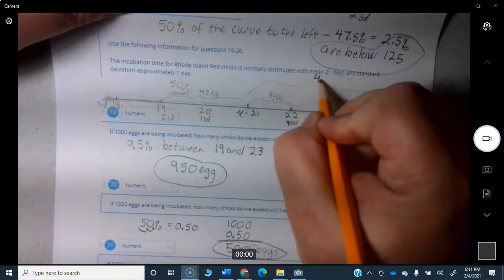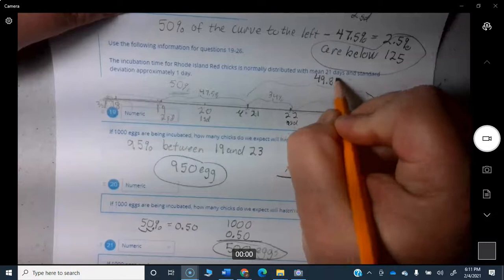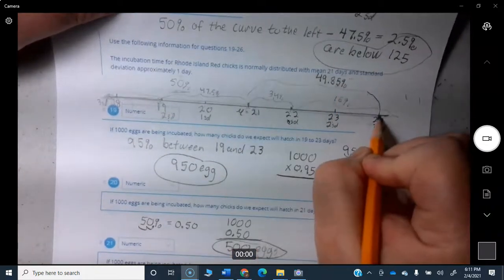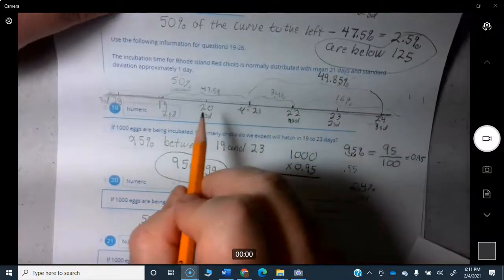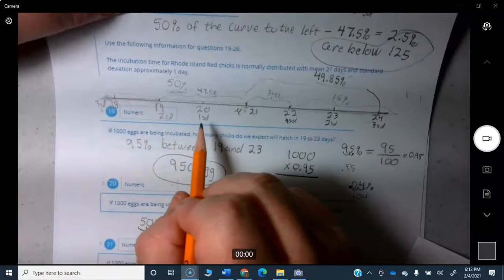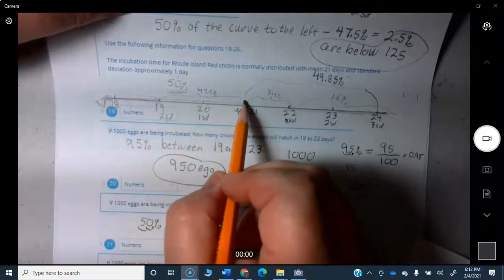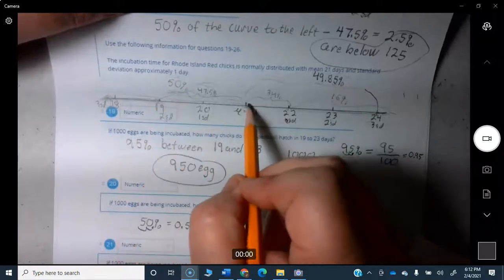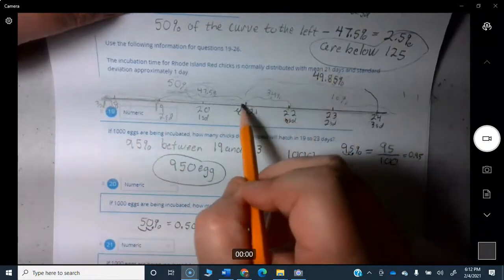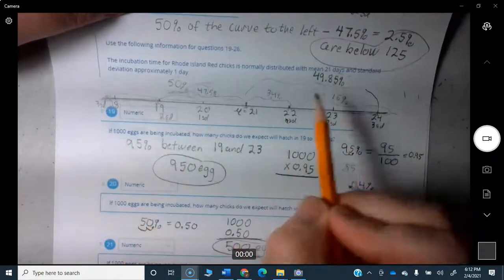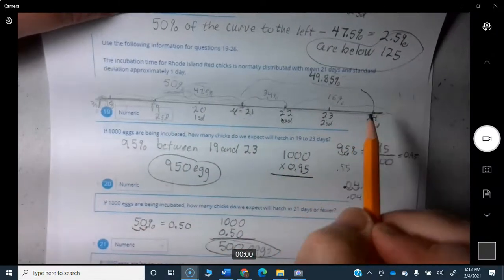So this is 49.85% from the mean to 3 standard deviations. And now going backwards from the mean to 19 days, that's what they asked us, that's only 2 standard deviations. So you're going to take the 47.5 here, this number from the mean to minus 2, and add it to the 49.85, which is from the mean to plus 3, because that's what they asked, from 19 to 24.